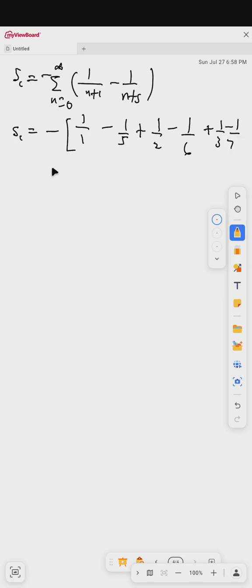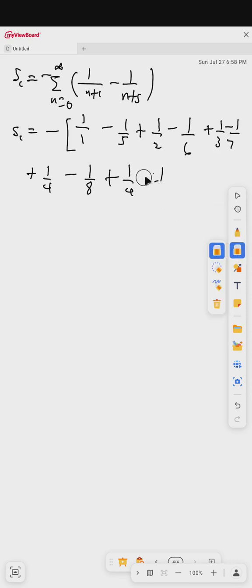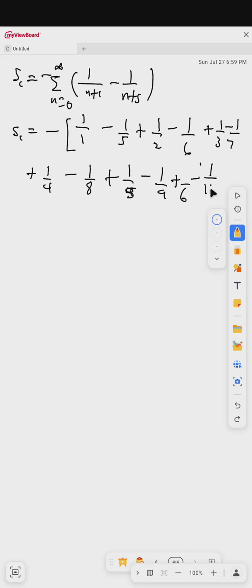Then if you substitute n to be 3, we're going to have plus 1 over 4, then minus 1 over 8. Then if you substitute n to be 4, we're going to have plus 1 over 5, minus 1 over 9. Then if you substitute n to be 5, we're going to have 1 over 6 minus 1 over 11, and so on and so forth. So that's what we're going to have.